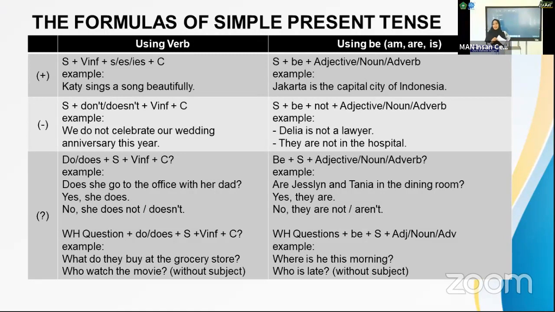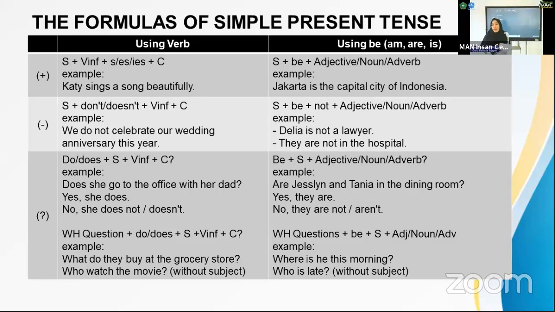Sorry, I think I have missed the last with WH questions. Sorry, I have missed this. Using verb dulu ya, yang WH questionsnya itu. Yeah, as you can see there, you may read it by yourself. For example, what do they buy at the grocery store? And then when you want to use who atau siapa, you don't need to use subject. Yeah, as simple as that. For example, who watched the movie? Yeah, so you don't need to write subject when you want to use who.